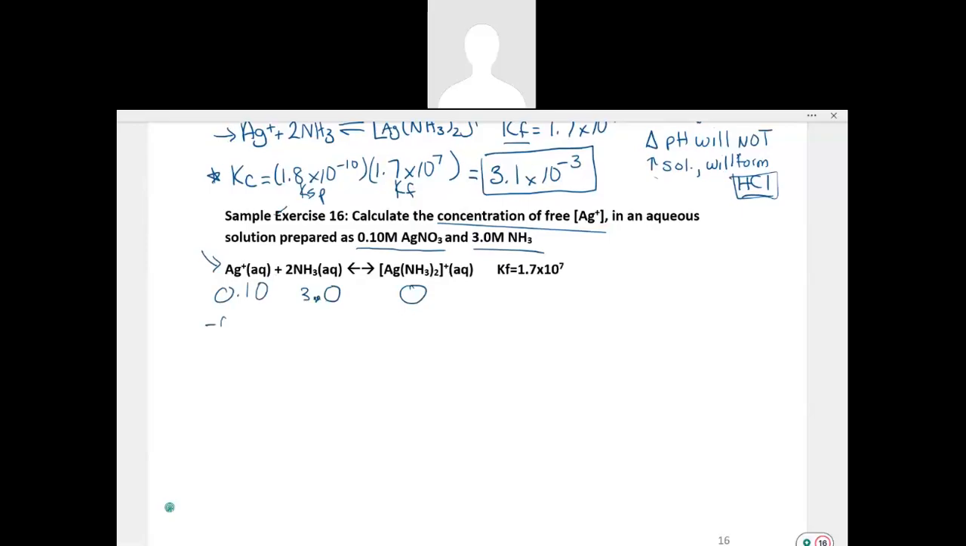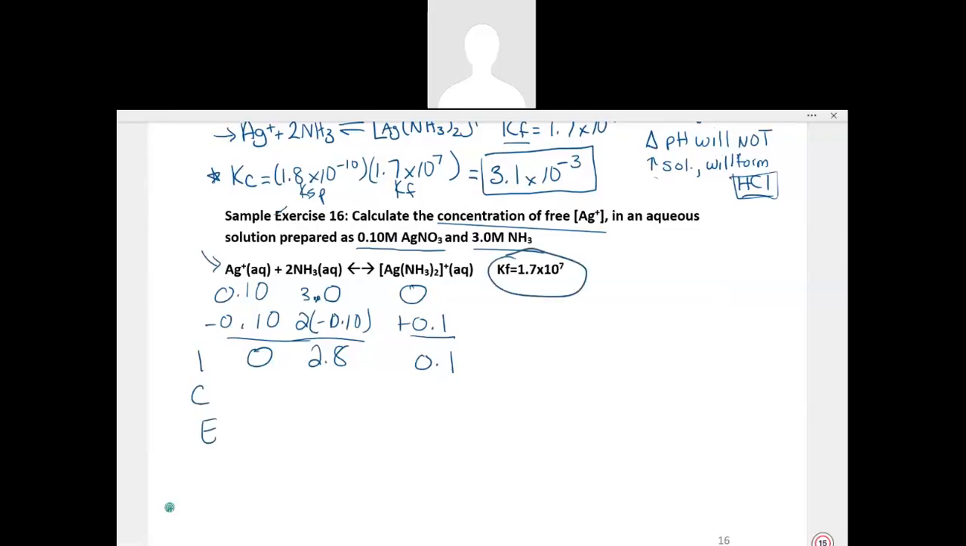So all of this silver will get used up. We're going to subtract the coefficient of 2 times that same value, 0.1. So we're going to subtract 0.2 from 3, and over here, we're going to add 0.1. Just like previous ICE tables, but now this will be 0, this will be 2.8, and this will be 0.1. So below, we're going to start with our initial concentrations now of silver, and we're going to utilize this Kf value.